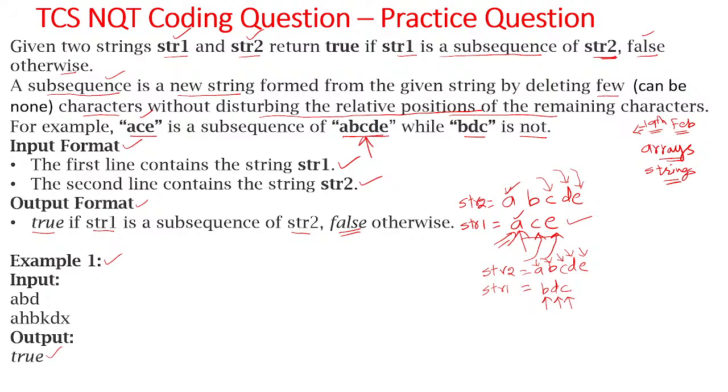So this indicates that it is not a subsequence. This is not a subsequence as per the definition. Even though C is present in string 2, it is not in this order. In string 1, C comes after D, but here D after C is encountered. So the relative order is missing, and that's why we say that this BDC is not a subsequence of string 2.